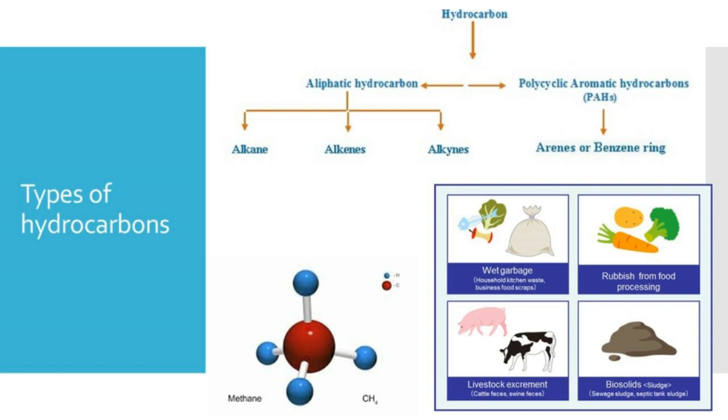Sewage sludge can also be decomposed by microorganisms to produce methane gas along with impurities like carbon dioxide and hydrogen sulfide. After removing these impurities, methane gas can be used as an efficient fuel.